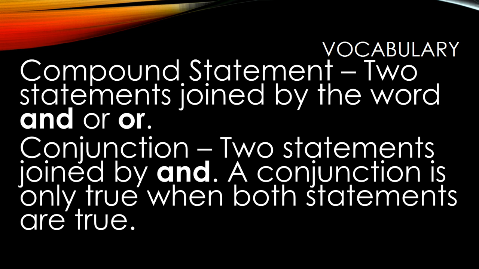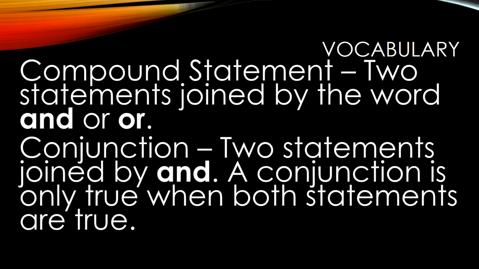A conjunction is when 2 statements are joined by the word and. A conjunction is only true when both statements are true. So in math, and or or take on slightly different meanings than in the regular world. That is to say that if I tell you I like pizza and ice cream, that means that I like pizza, that is true, and I like ice cream, that is true.